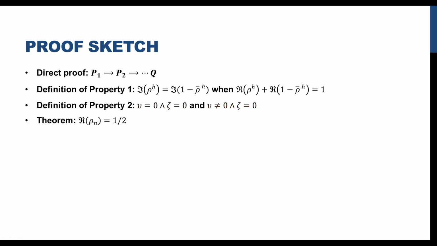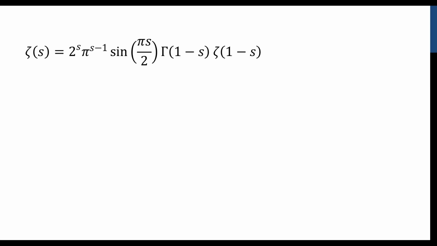And then the theorem of the paper is simply the hypothesis proven. All right, the real part of the non-trivial zeros is equal to 1/2. Okay, and we're going to do it with a direct proof. All right, so this is what I like to look at. And if you watch the other videos, you will have seen it before.